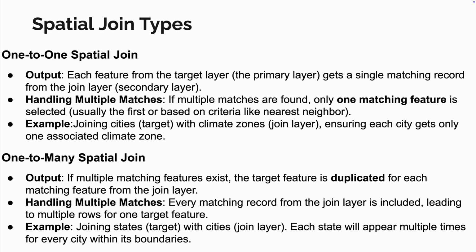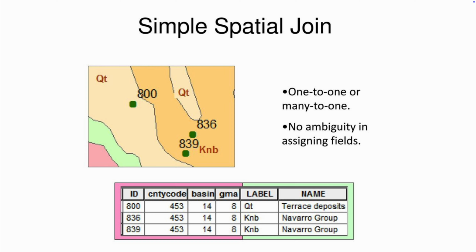Similarly to the tabular join, there's the one-to-one join versus the one-to-many join. Essentially, this deals with handling multiple matches. If you do a one-to-one join, only one match will be selected, usually based on some spatial criteria that you can set. But if you do a one-to-many, that will keep every matching record, so you might end up with multiple rows describing the same feature in one of the input layers. I think this will get clearer as we give an example.